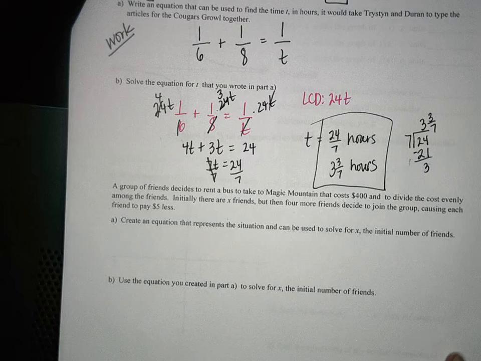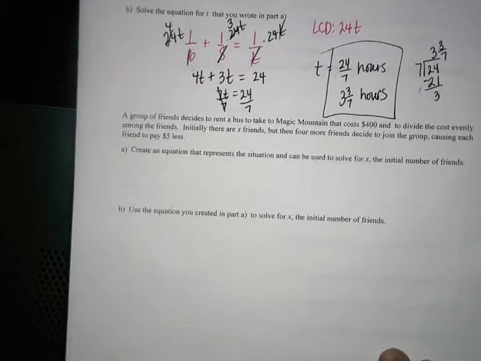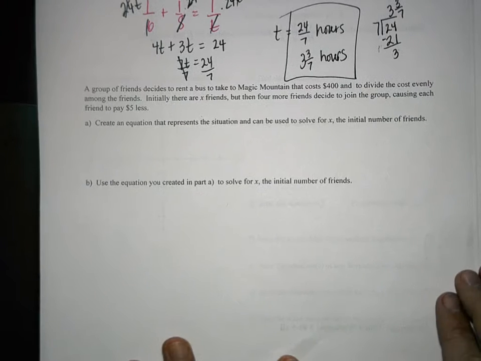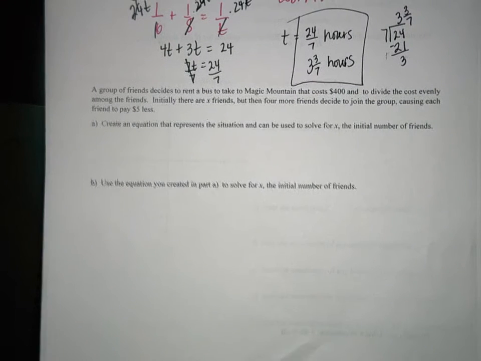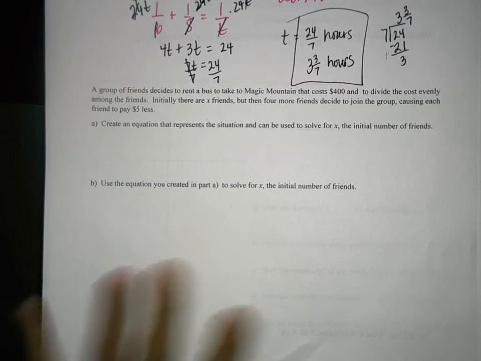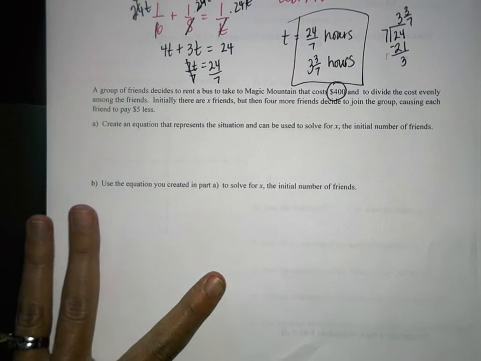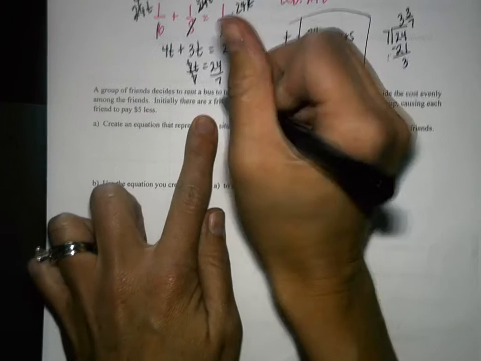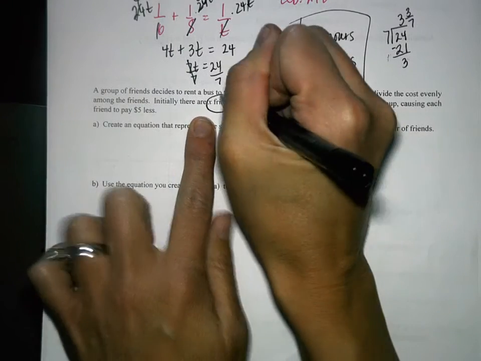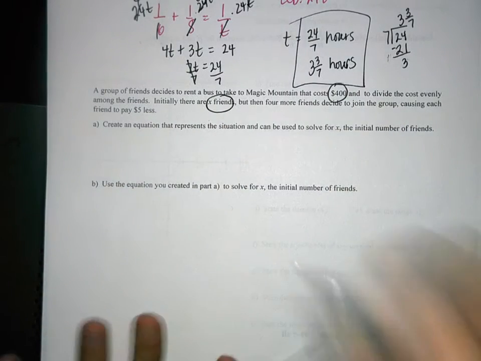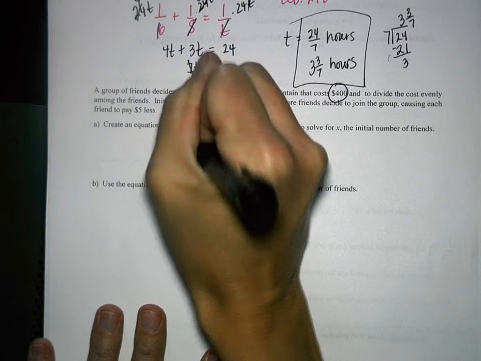Okay, next problem. This one is slightly more complicated. Are you ready? Too bad. Here we go. All right. A group of friends decides to rent a bus to take to Magic Mountain that costs $400 and to divide the cost evenly among the friends. Initially, there are x friends. So right now, they are taking the $400 and they are dividing it among x friends.